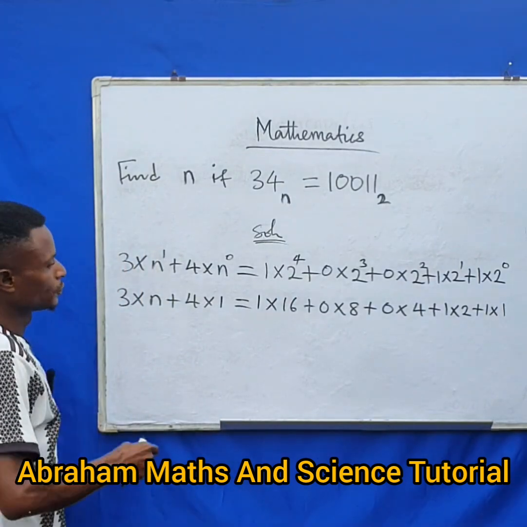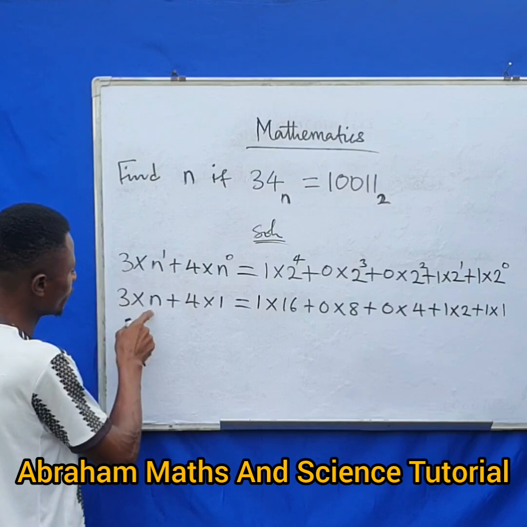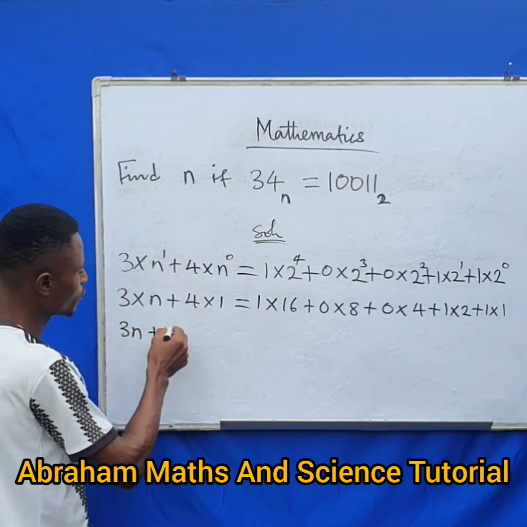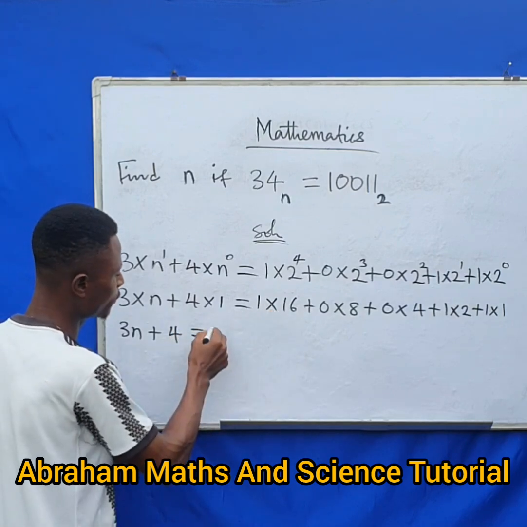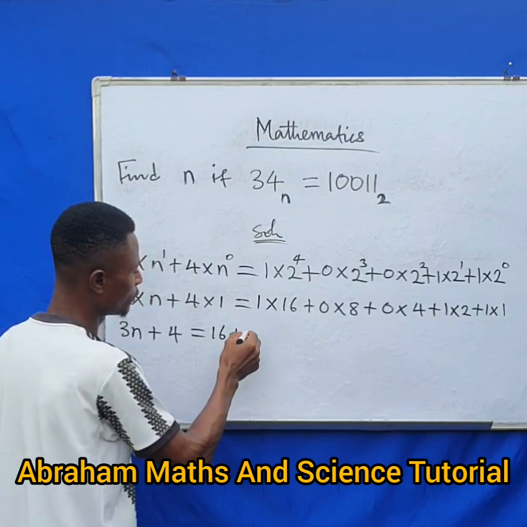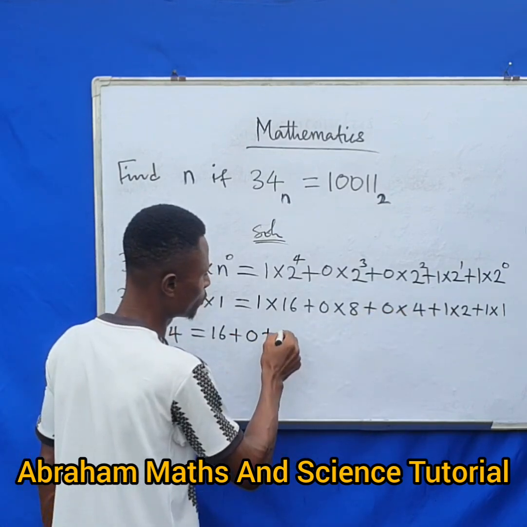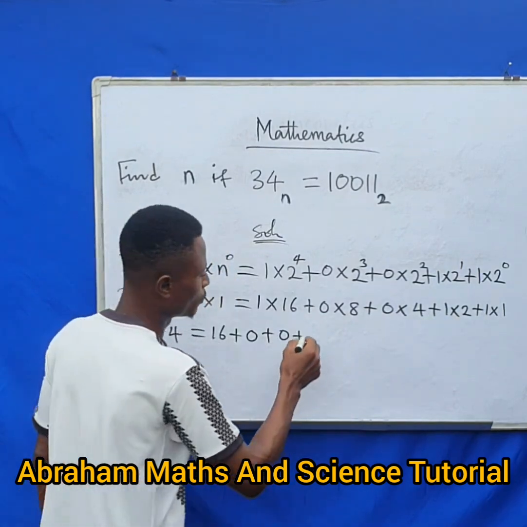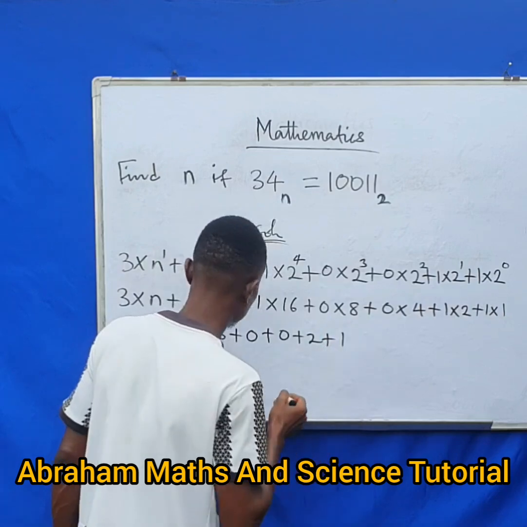Now, the next thing to do is to evaluate what we have. We'll start with the multiplication first. 3 times n will give us 3n. Then plus 4 times 1 is 4. Equal to 1 times 16 is 16. Plus 0 times 8 is 0. Plus 0 times 4 is 0. Plus 1 times 2 is 2. Plus 1 times 1 is 1.